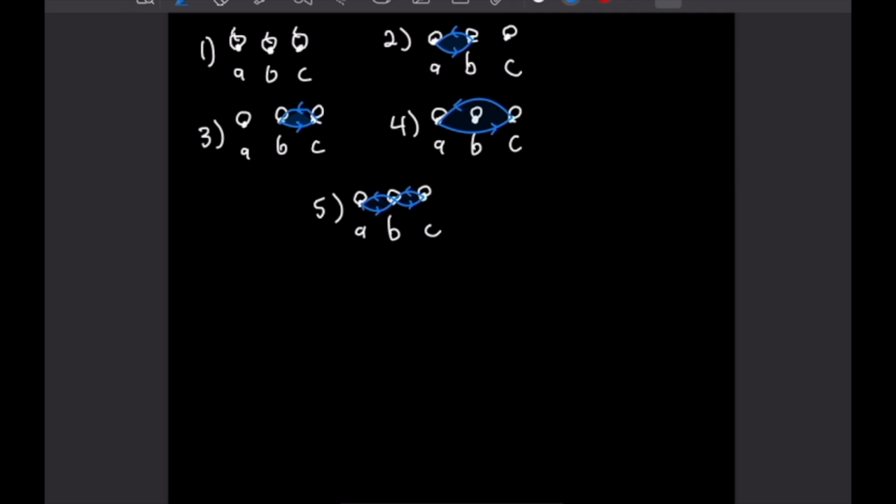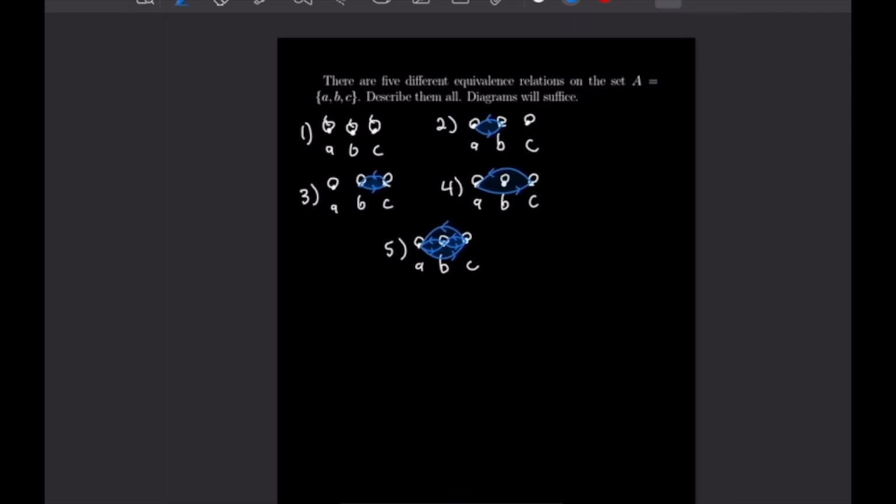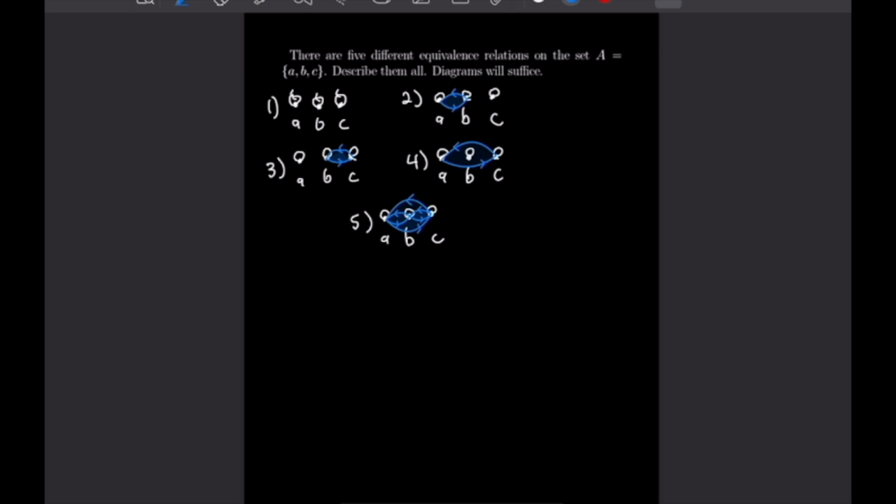Then lastly, we'll have A is related to C, and C is related to A. So those are our 5 different equivalence relations on our set A, which is just A, B, and C. Great. So let's go ahead and get into our next one.